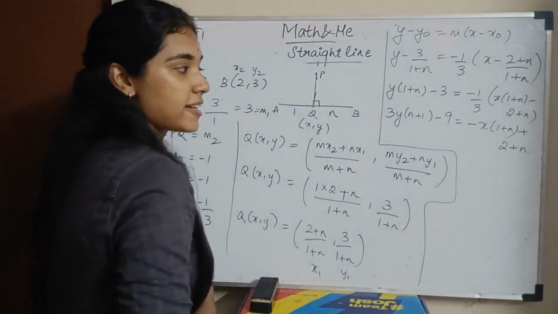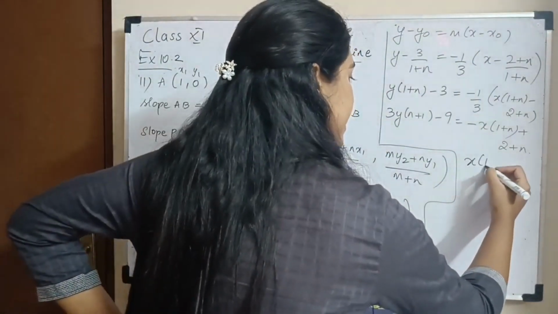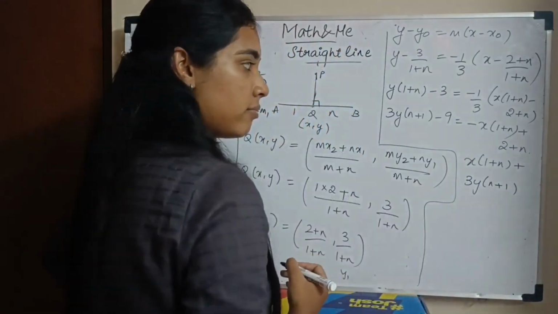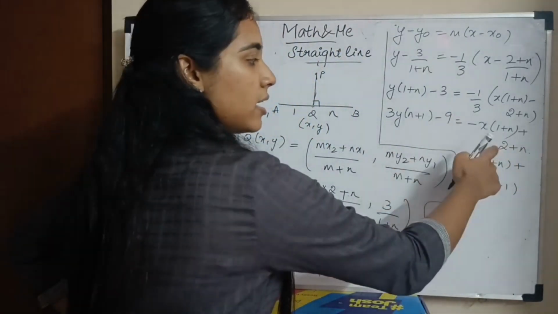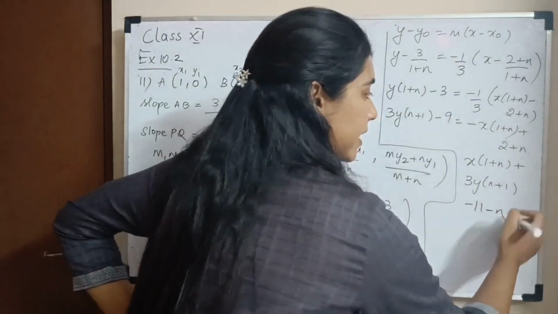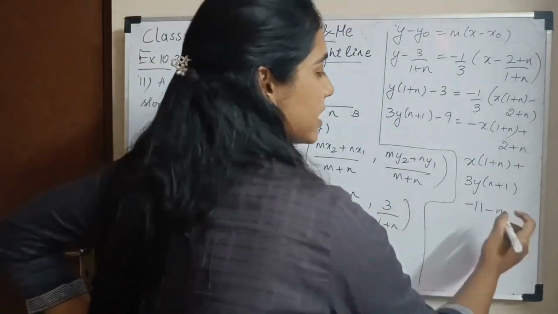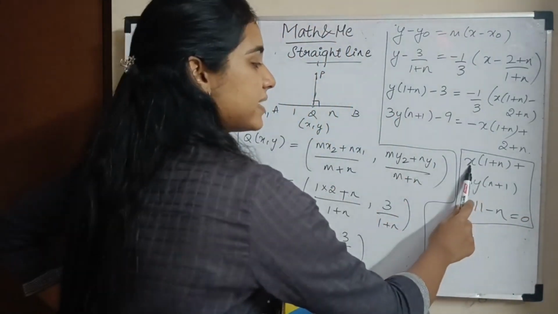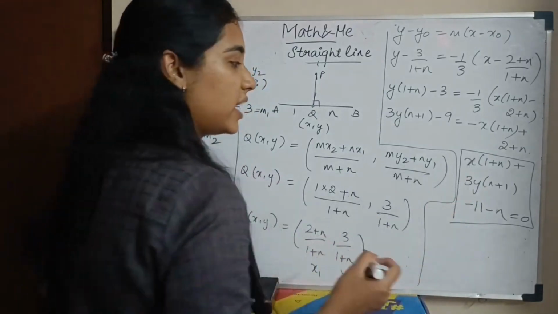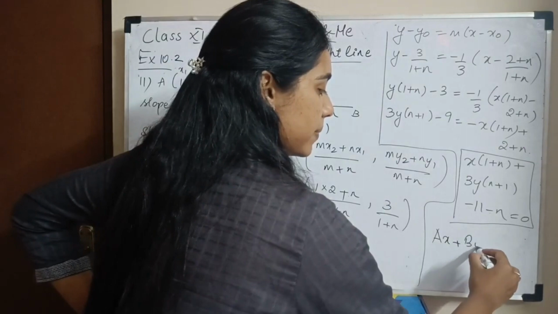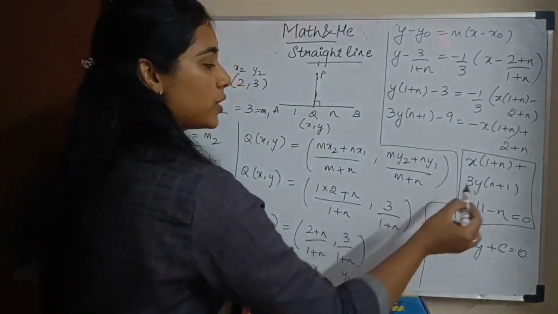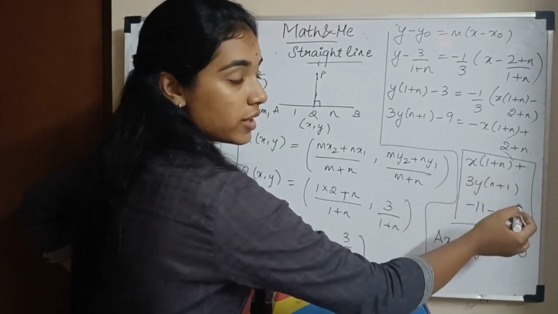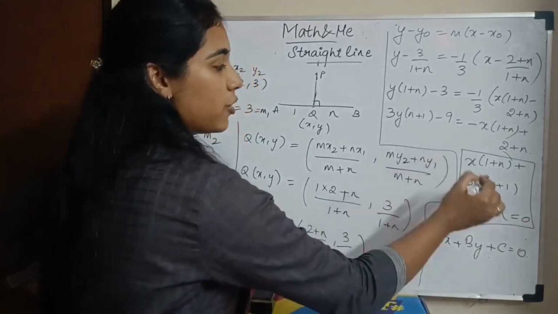Okay, now bringing the x to one side, my final equation would be x times 1 plus n plus 3y times n plus 1 minus 9 minus 2 is minus 11 minus n. I am bringing the n to the left hand side. So I have minus 11 minus n equals 0. So this is my final equation. So you need to have a coefficient for x, y and a constant. So this is the basic way of writing an equation. It has to be of the form ax plus by plus c equals 0. So you take all the coefficients which have x with them separately. You take all the coefficients that have y with them separately. Then you take all the constants separately. That is how you frame the equation.